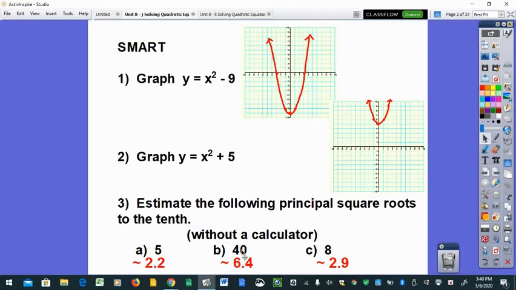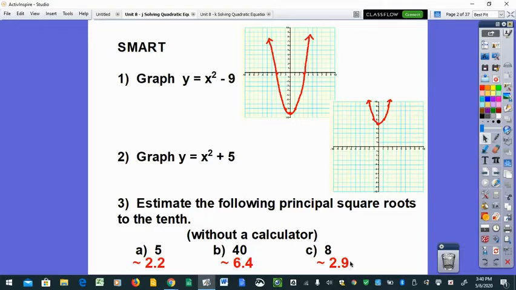The square root of 40 would be in between the two perfect squares of 36, whose square root is 6, and 49, the next perfect square above, whose square root is 7. This guy's somewhere in the middle. It's about 6.4, and if you do take the square root in your calculator, you can verify that. The square root of 8 is right below 9, whose square root would be 3. We know it has to be just smaller, so it's about 2.9.